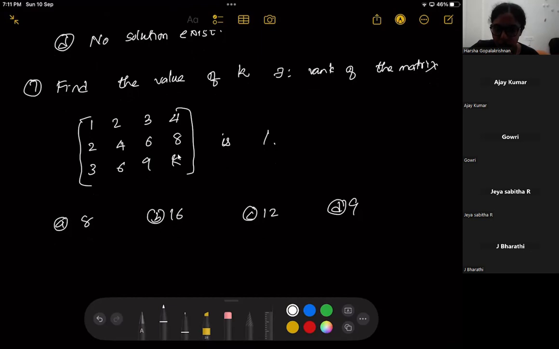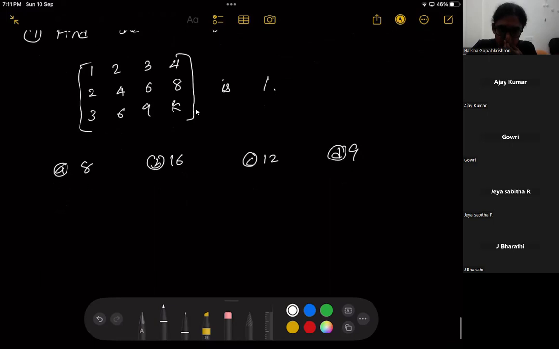If K equal to 12, then we can say this third row is a multiple of the first row, or we can say this is the sum of these two rows. 1 plus 2 is 3, 2 plus 4 is 6, like that. So in that case, after elementary operations, we will get only the first row remaining. Let me just write it very quickly. 2, 4, 6, 8.